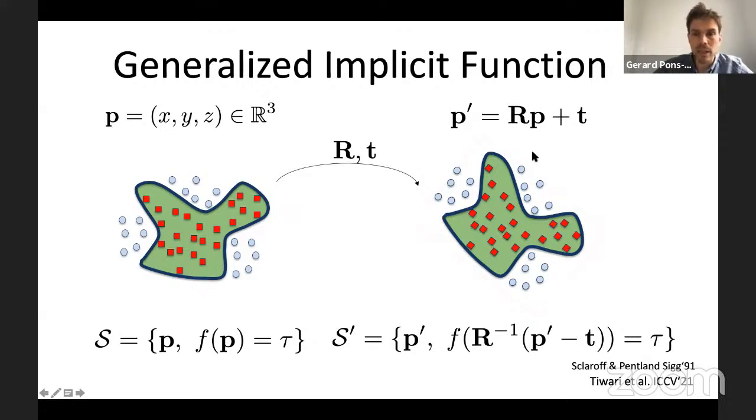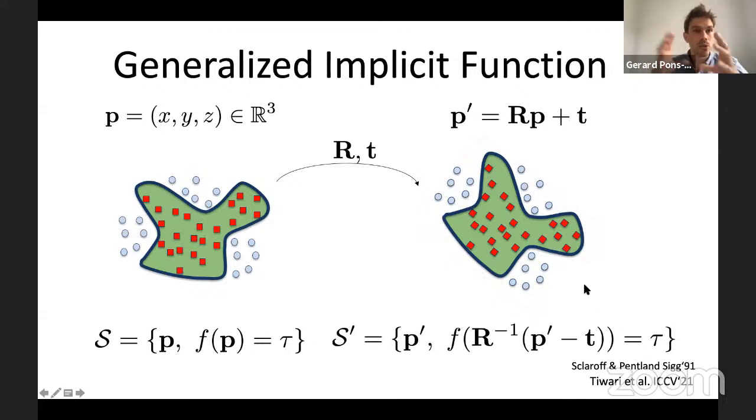What does this mean intuitively? It means I'm taking a point, this one, for example. Can you see my cursor? Yep, we can see it. So take this point, for example, and I want to know if it's inside or outside. What I can do is bring it back to the original space, and evaluate this distance field or this occupancy field in this original space. And this is what this equation is telling you. Now I'm going to have the surface in the posed space P prime as all the points that satisfy this equation: F of R minus 1, P prime minus T, equals this boundary value.